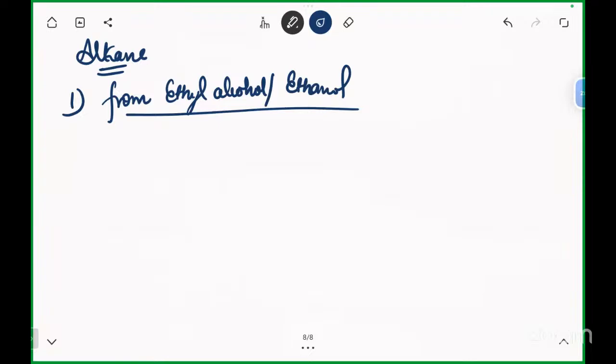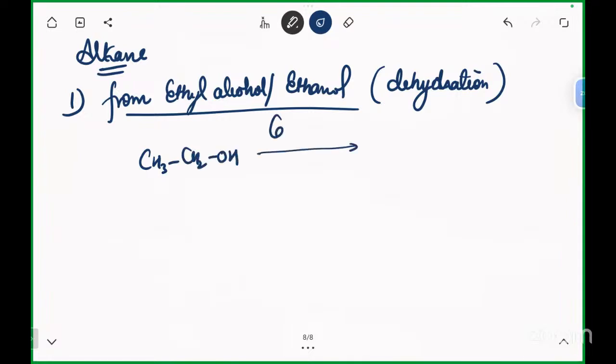So ethanol undergoes a dehydration reaction. It will be CH3, CH2, OH in the presence of concentrated H2SO4. Here H2SO4 is acting as the dehydrating agent. So what will happen? The water molecule will get eliminated, and it will be CH2 double bond CH2. This is an alkene. We are talking about the preparation of alkene. A double bond is present, so alkene is present.